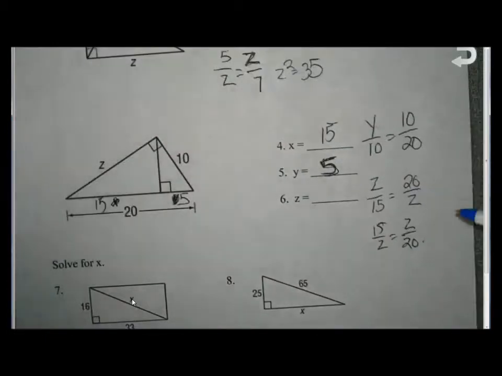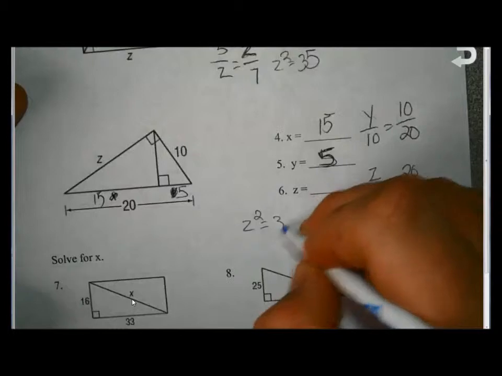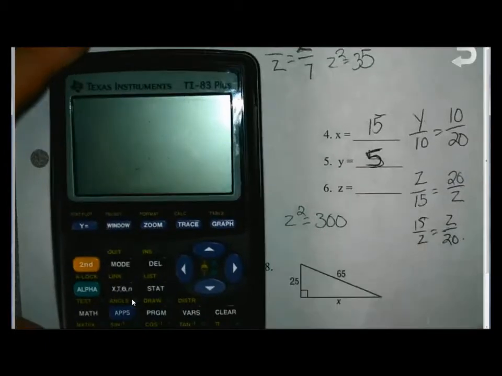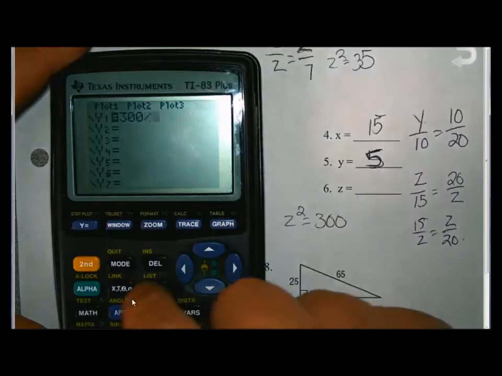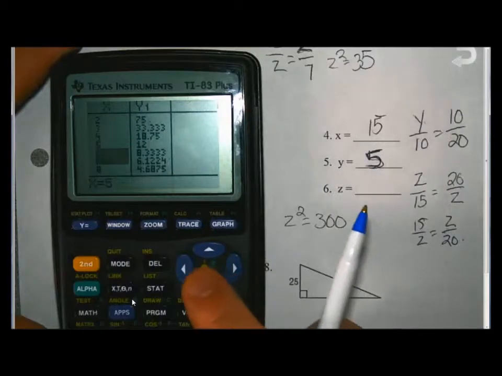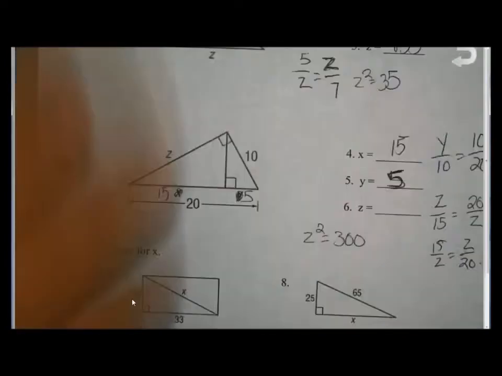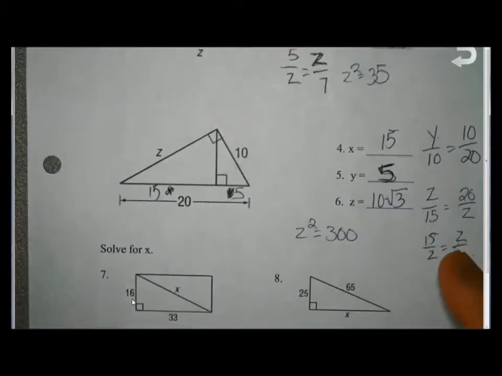Yeah. And so when I do that, I get z squared is equal to 300. Is that right? Alright, and so then when I take the square root of 300, I'm going to remind everybody how to do that. 300 divided by x squared. There it is right there: 10 times the square root of 3. Agreed? Okay.